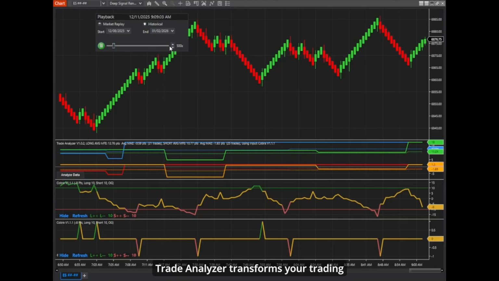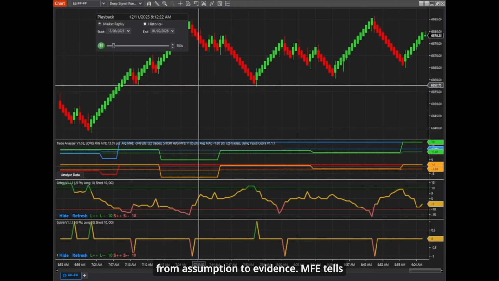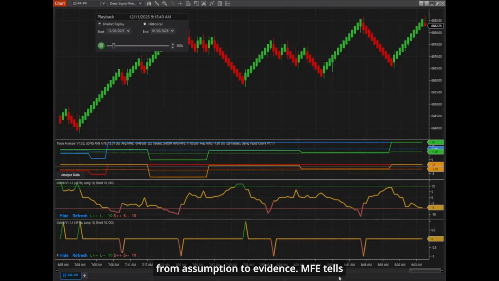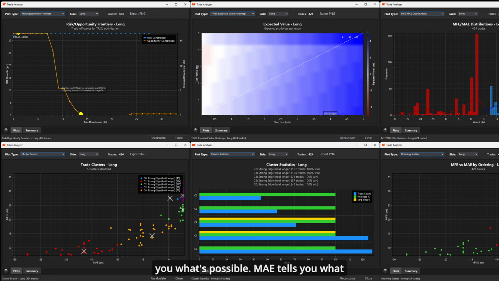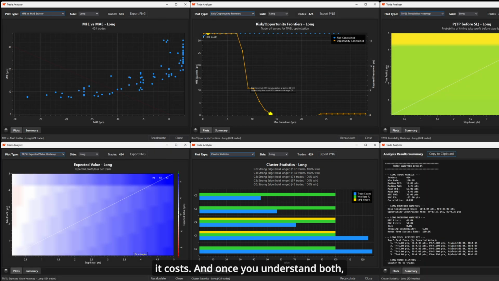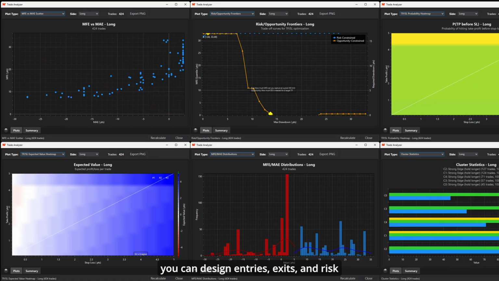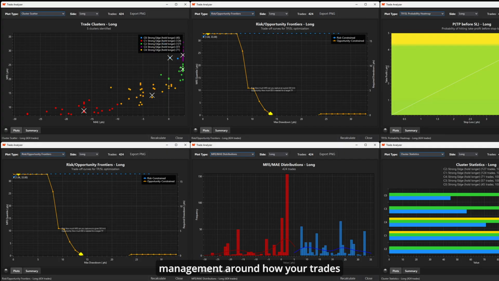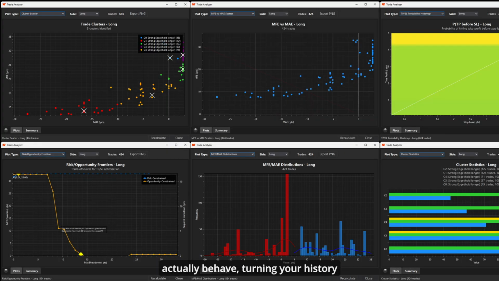Deep Signal Trade Analyzer transforms your trading from assumption to evidence. MFE tells you what's possible. MAE tells you what it costs. And once you understand both, you can design entries, exits, and risk management around how your trades actually behave, turning your history into a measurable, repeatable edge.